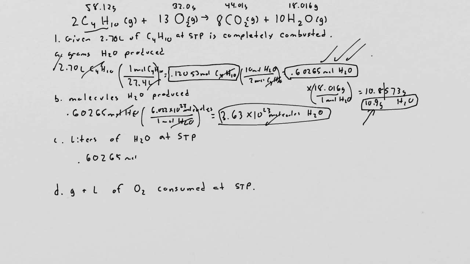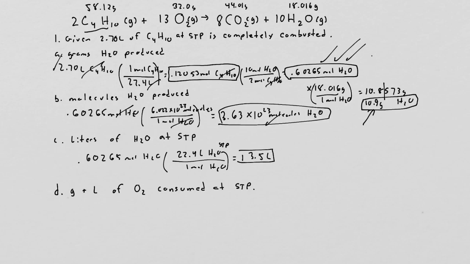0.60265 mole of H2O, and for every 1 mole of H2O, I have 22.4 liters of H2O, as long as it's at STP. And so I can multiply that out again, and I get a number of like 13.49, so it's going to be 13.5 liters.